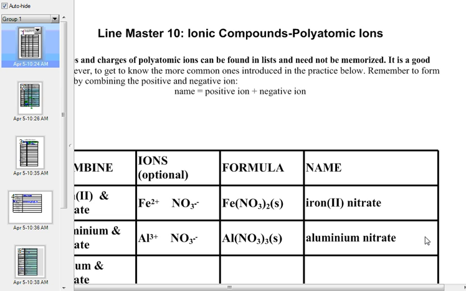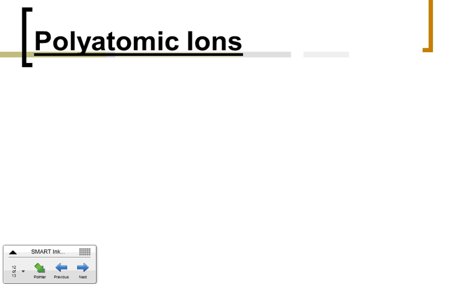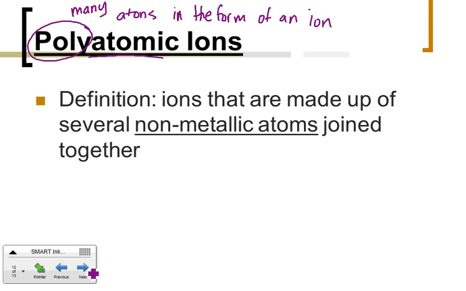Okay, so on polyatomic ions, on page 9 of your notes, the second paragraph, let's talk about polyatomic. We talked about it a little bit, poly being many, so many atoms in the form of an ion. Or I think there's a definition also here: ions that are made up of several non-metallic atoms joined together. So we have a compound with a charge.